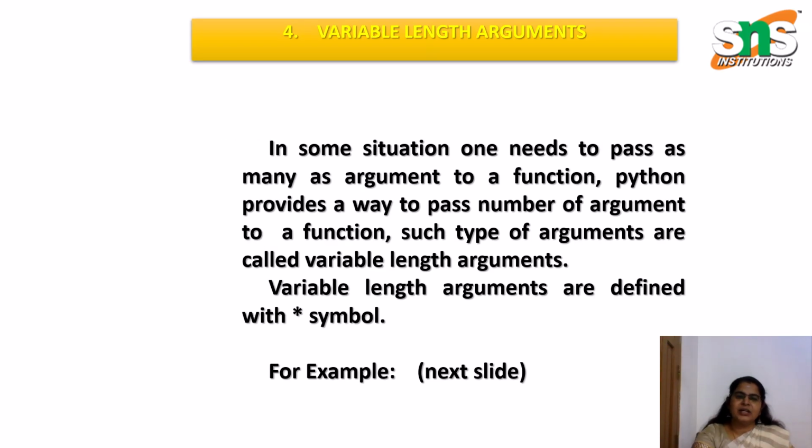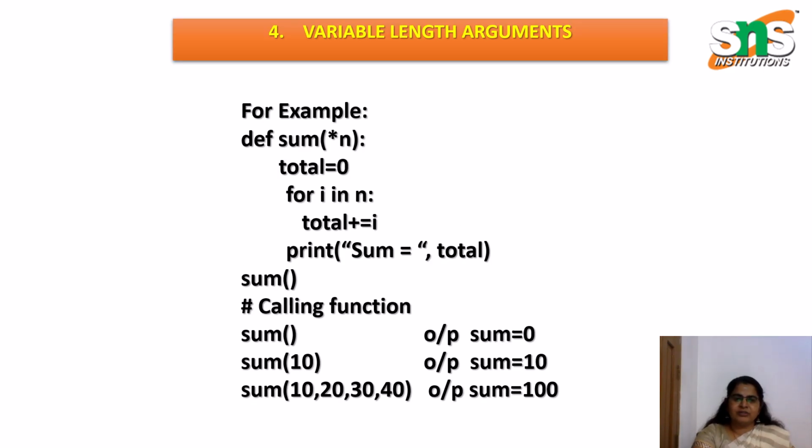And next is variable length arguments. In some situations, one needs to pass many arguments to a function. Python provides a way to pass any number of arguments to a function. Such types of arguments are called variable length arguments. Variable length arguments are defined with the asterisk symbol. For example, we define a function sum(*n). Here the asterisk with n is a variable length argument, because I have to find the length of the variable n.